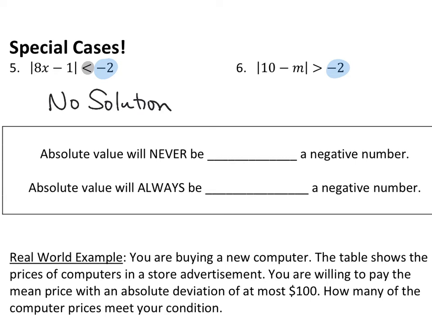But on number 6, what symbol is this? Greater than. Since absolute value is always positive, and positive numbers are always greater than negative numbers, right? When you have a greater than symbol with a negative C value, you're actually going to say all real numbers, because at all times, absolute values are going to be bigger than negative numbers.